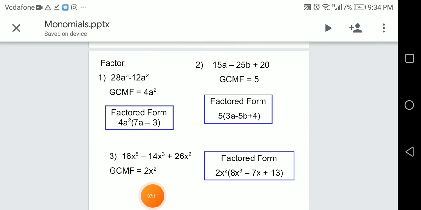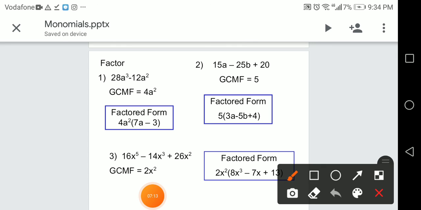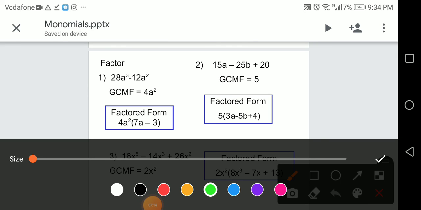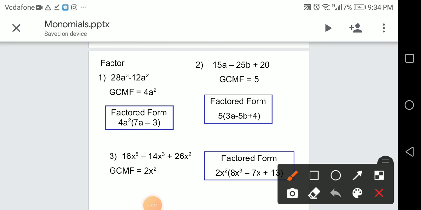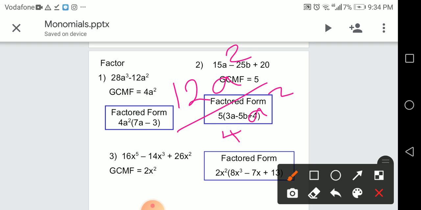Let's clear and change the color, because I can't see this color. So again, I want to write it for myself: 12a to the power 2 divided by 4a to the power 2. Is it more clear? I think so. 12 divided by 4 gives me 3. A to the power 2 goes with a to the power 2. So it would be 7a minus 3, and 4a to the power 2 outside.